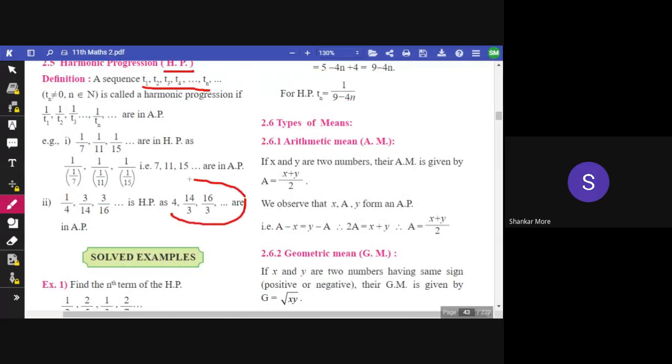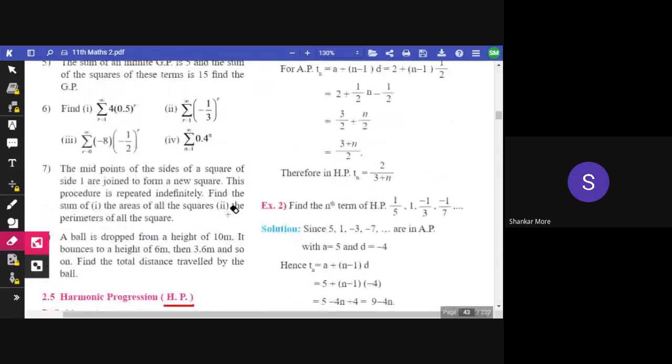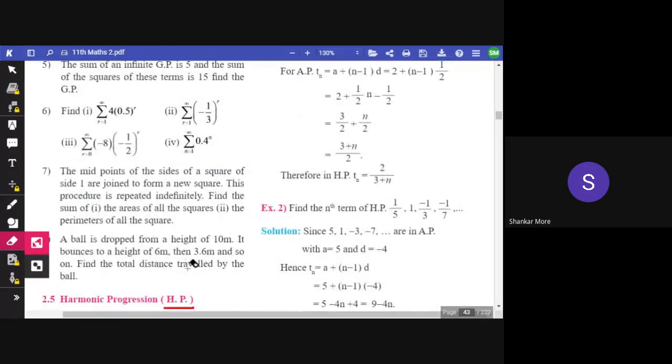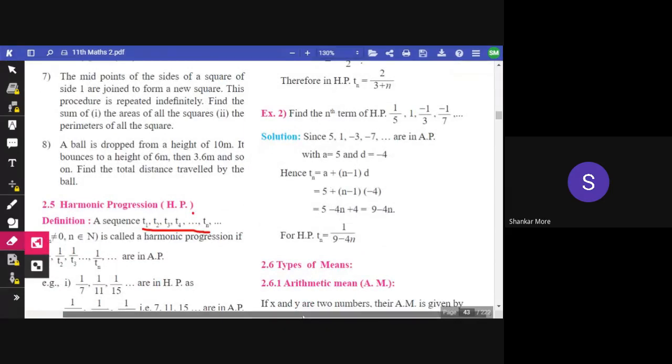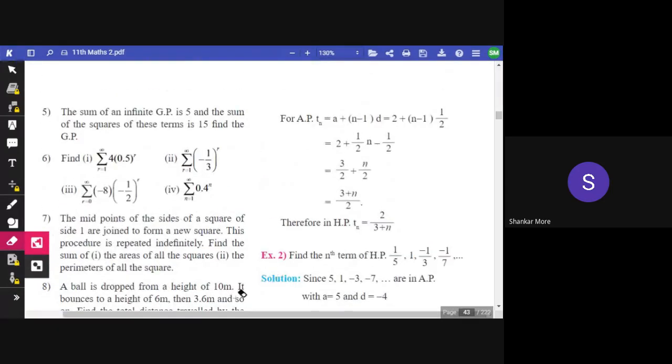If this series is AP, then this series is HP. So AP plays a key role in deciding whether the series is HP or not. Okay, chalo, theek hai. So find the nth term of HP. Find the nth term of HP.